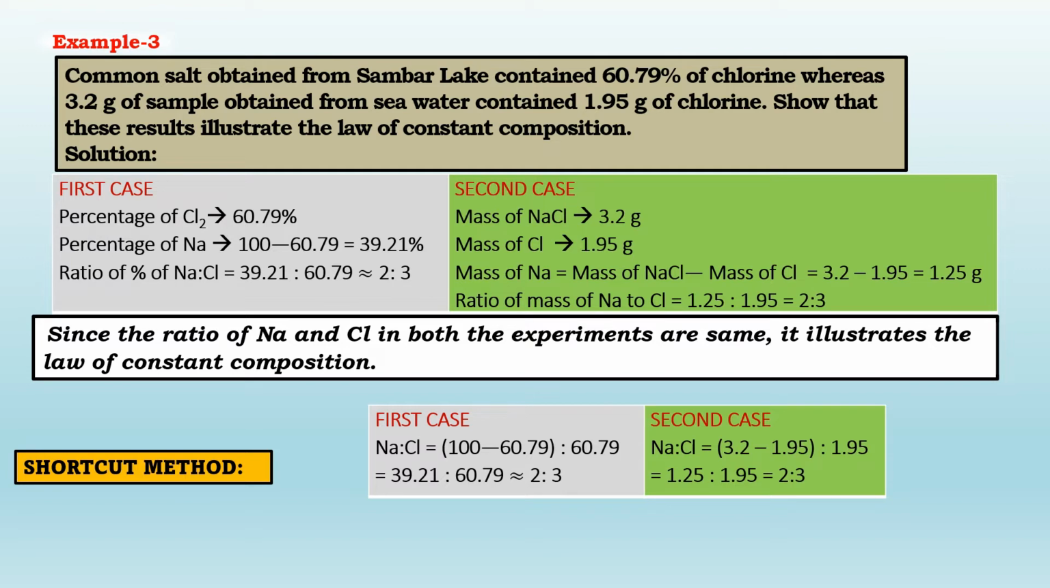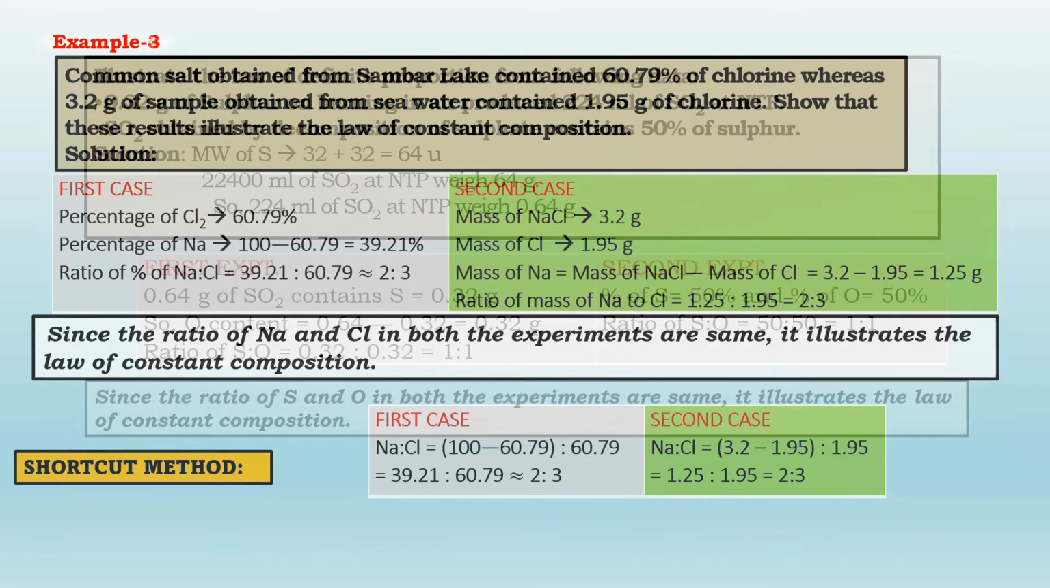Shortcut method: sodium is to chlorine is equal to 100 minus 60.79 is to 60.79, that is equal to 39.21 is to 60.79, that is equal to 2:3. In the second experiment, sodium is to chlorine is equal to 1.25 is to 1.95 is equal to 2 is to 3.